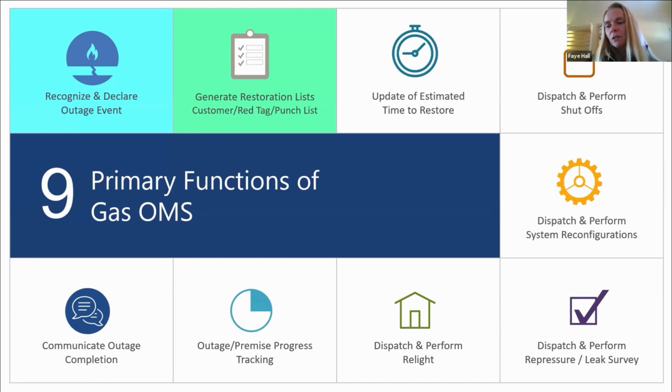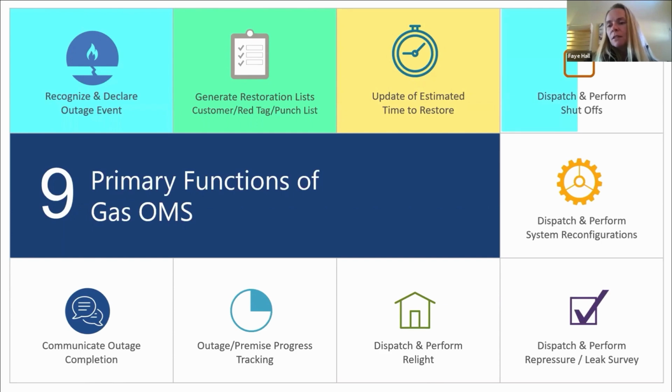Once that's complete, you go into leak survey, and then relights. All of the work is being generated at this point. When you declare the outage, you had the ability to update the estimated time to restore. But as the outage work is being generated and as the outage is continuing, there is the ability to update that, and that would get reflected in the dashboards that we'll see later on in the workflow.